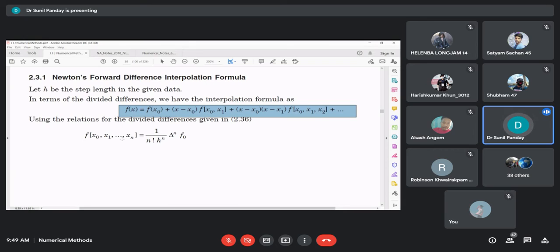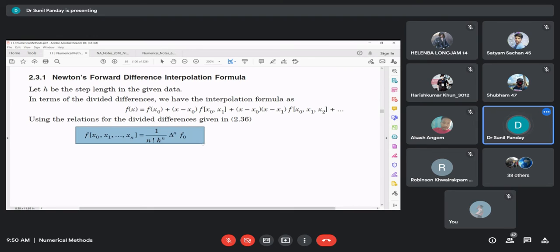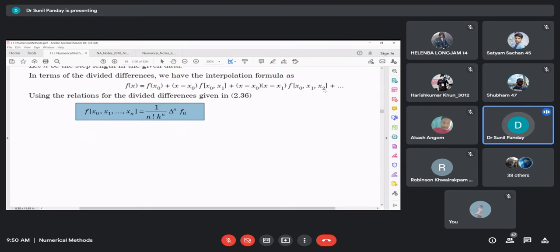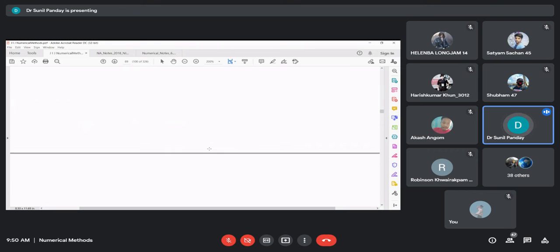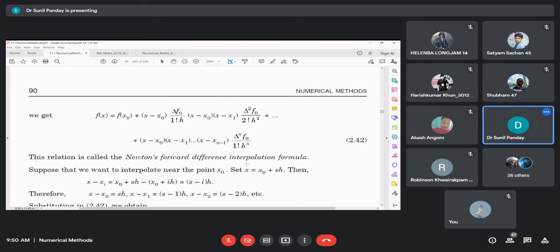So we will prove the relation between the divided difference of nth order. You can see that this is the divided difference of x naught, x1, up to xn of nth order, and this is the forward difference of nth order. So we will prove this relation, and then we replace everywhere by this, and we will get the Newton forward interpolation formula.